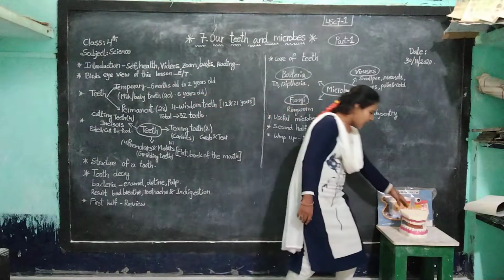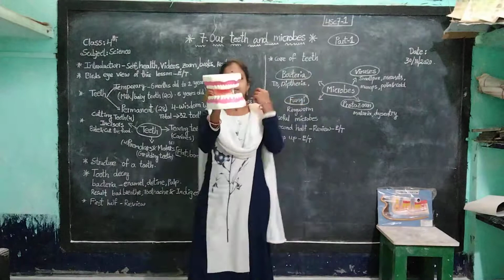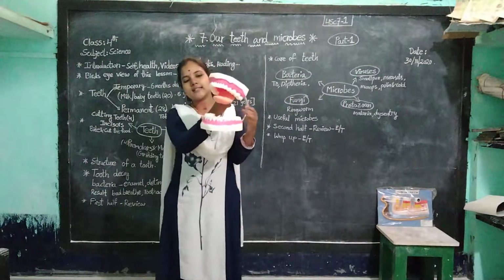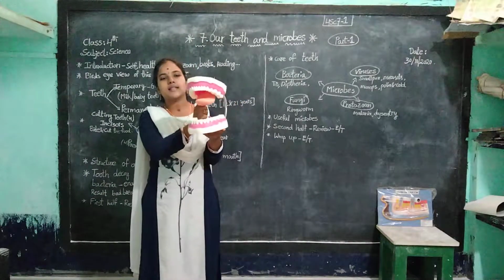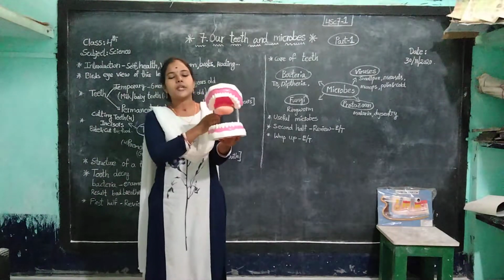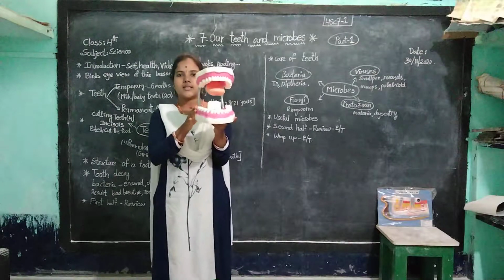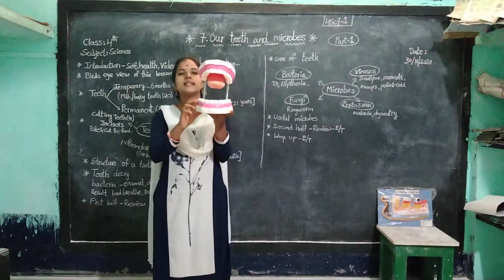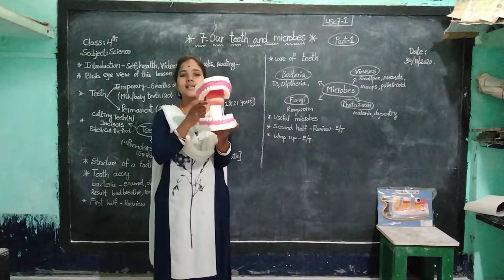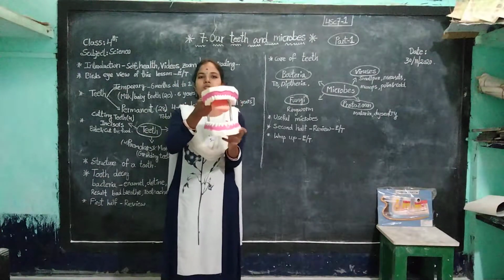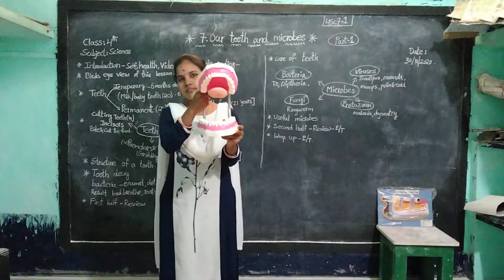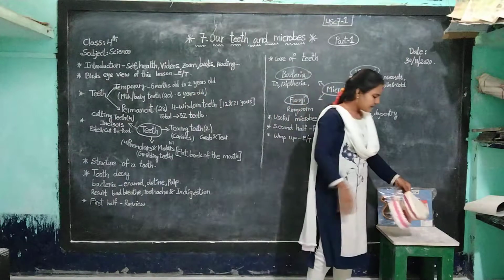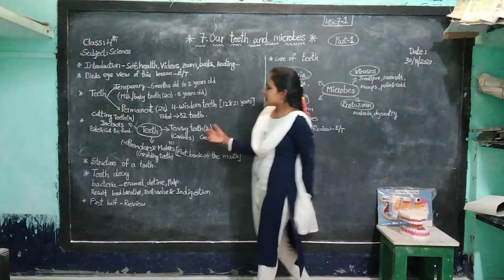Once you observe this model, children, clear? Once you observe, how many teeth? Yes, 32 teeth. These are the permanent teeth: 28 teeth and 4 more teeth called wisdom teeth. Totally 32 teeth in our mouth. Once again you observe. And after that we learned about strength.